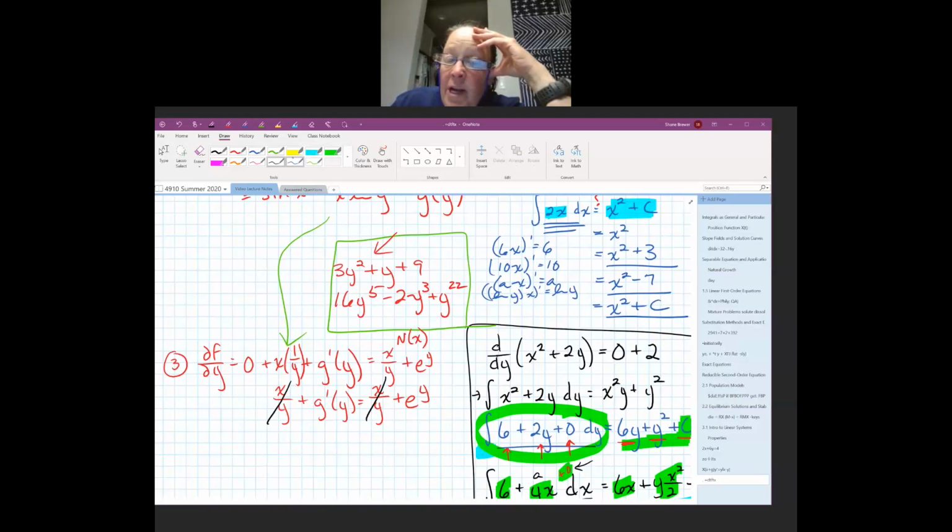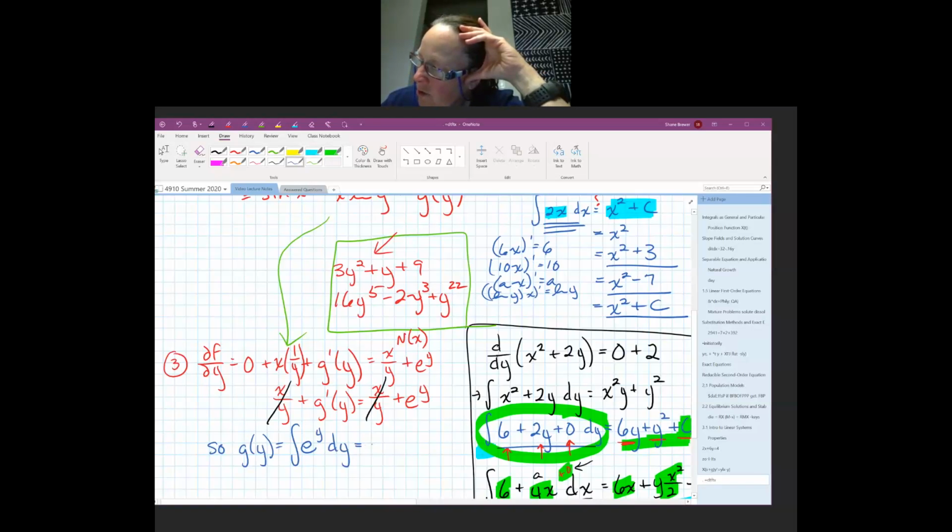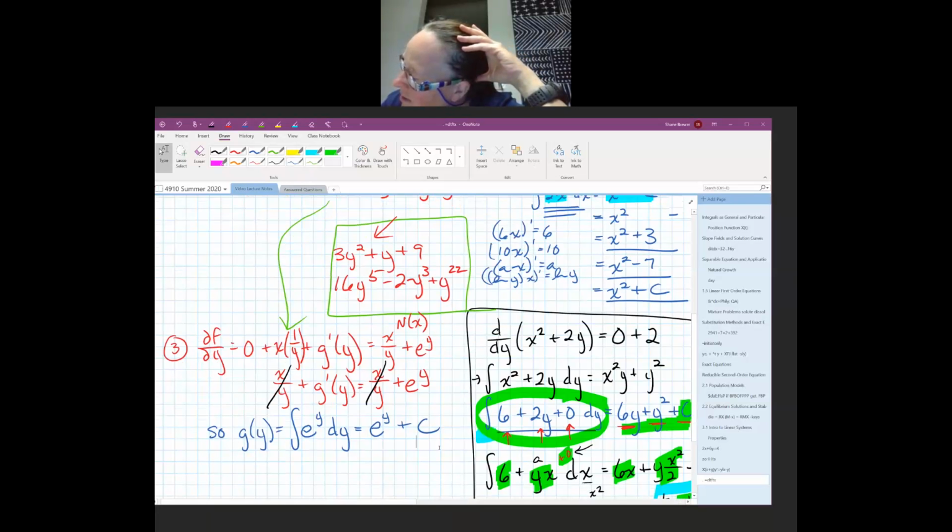So now we know that we need to solve for g of y, and we have g prime of y. So now I would integrate both sides. Yep. So g of y equals the integral of e to the y dy, with respect to y. Then that's going to give me g of y equals e to the y, because the derivative of e to the y is e to the y, plus c.